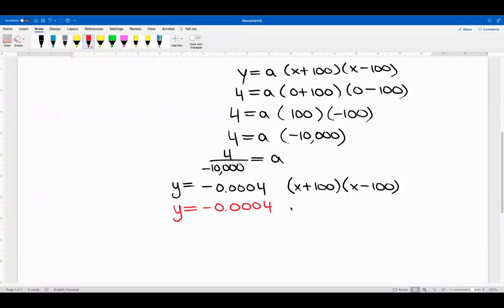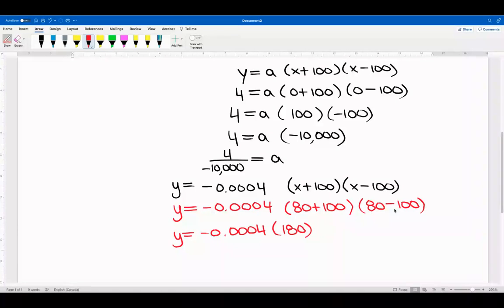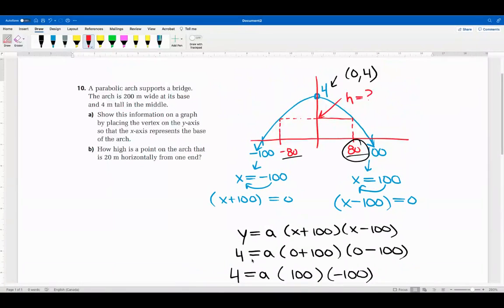Okay, so let's throw 80 in our equation and let's get this guy solved. 80 plus 100 is 180. 80 take away 100 is negative 20. Let's punch all this in a calculator. And we should get 1.44 meters. So it looks like that height is not a question mark anymore. It's 1.44 meters.